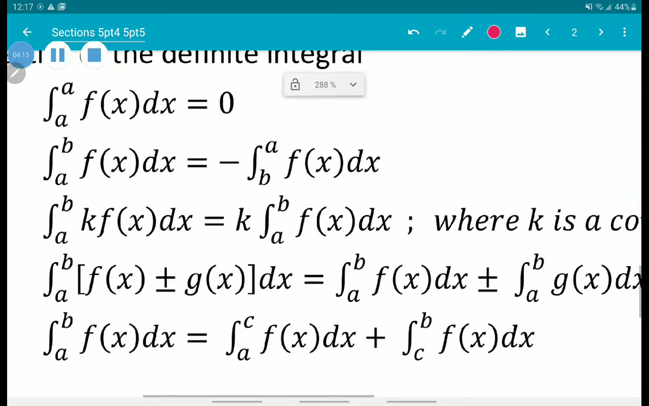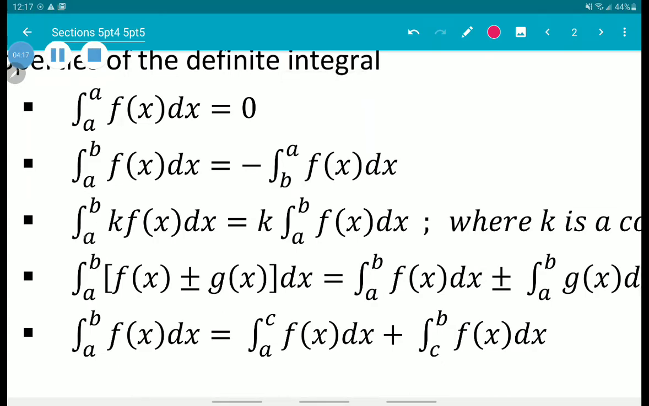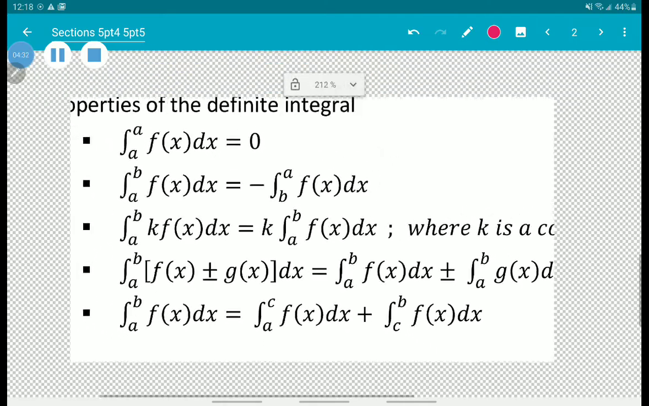We have a constant property. If we're integrating from A to B of k, which is some constant times a function, we could pull that constant out and then integrate. So if I know this, then to figure out the constant multiple, I would just multiply the constant times that value together.